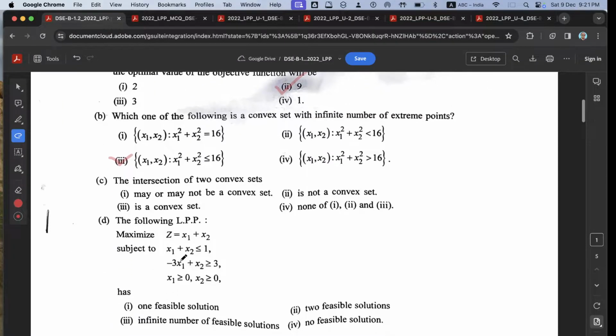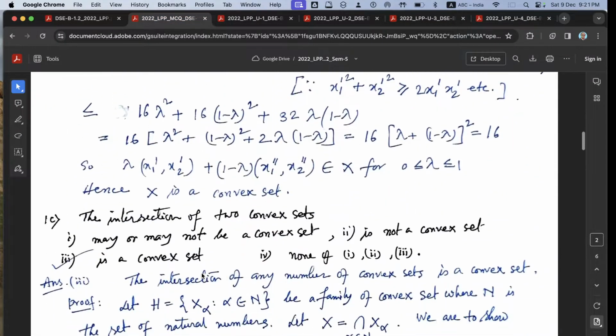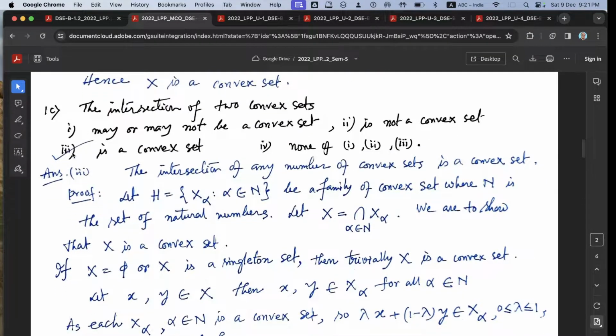Question C. The intersection of two convex sets may or may not be a convex set, is not a convex set, is a convex set, or none of 1, 2, 3. Correct option is 3. The intersection of two convex sets is a convex set.